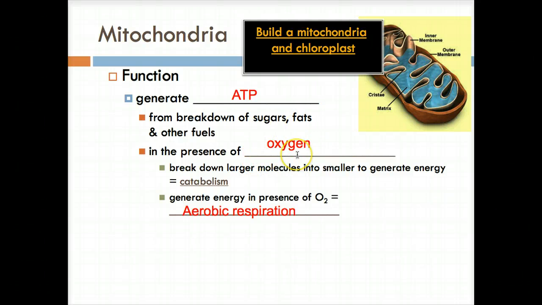Again, also the mitochondria, it's important to note, it can only happen in the presence of oxygen, which is why we breathe in oxygen. It breaks down larger molecules into smaller ones to generate energy, also known as catabolism. And it generates energy in the presence of oxygen, known as aerobic respiration. So aerobic just means in the presence of oxygen. And this process of aerobic cellular respiration is a future chapter, of course.